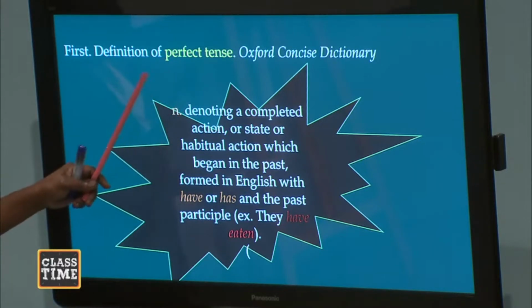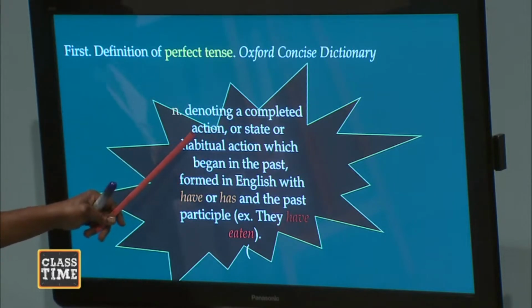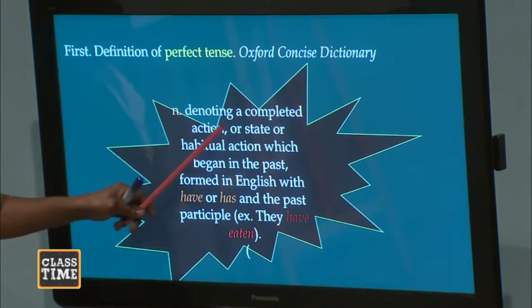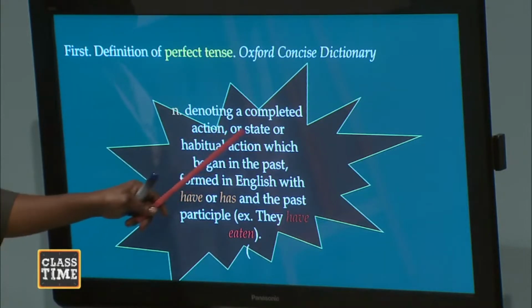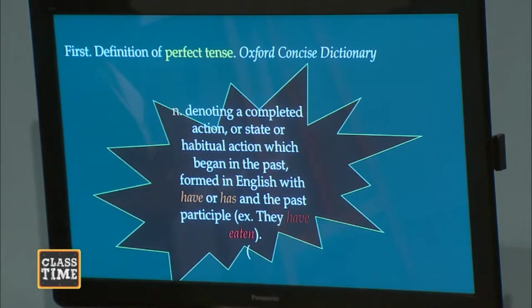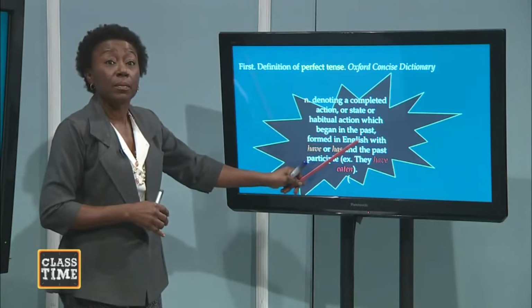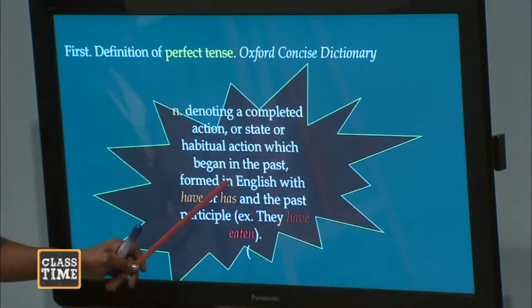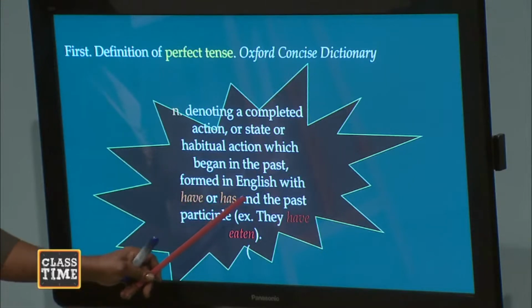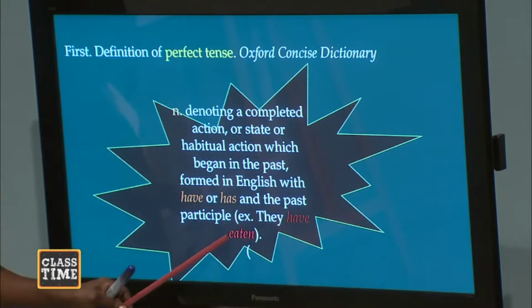The perfect tense is denoting a completed action or state or habitual action. So you see this habitual action? I am going to come to it soon. What is a habitual action? Something that you keep doing, which began in the past, formed in English with have or has and the past participle, such as they have eaten.